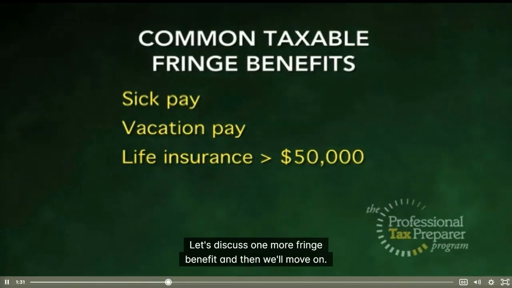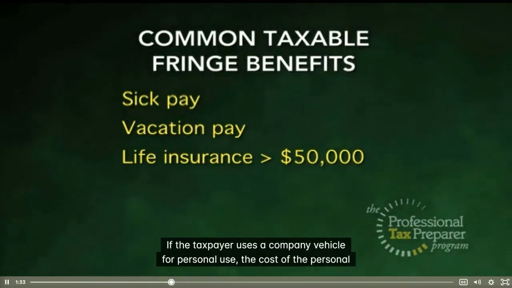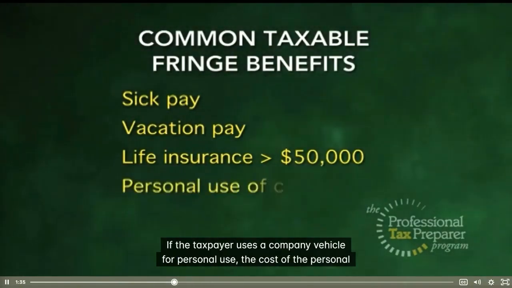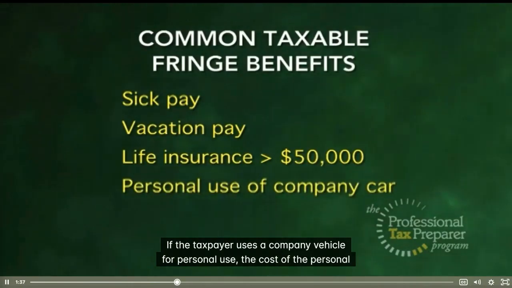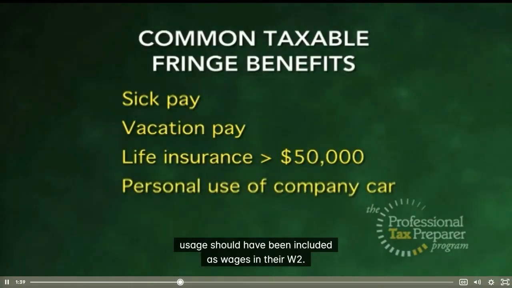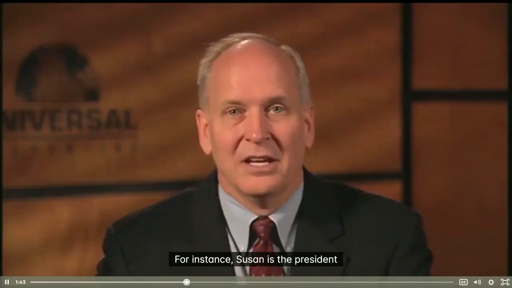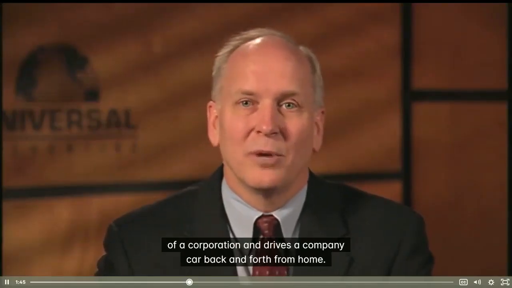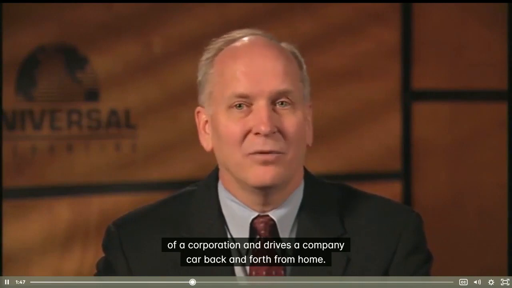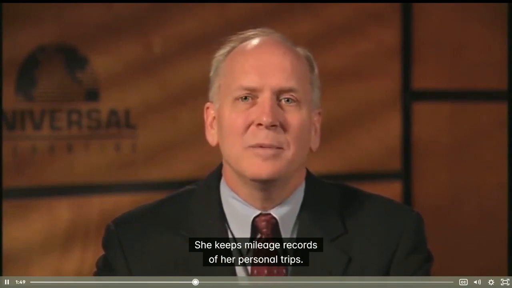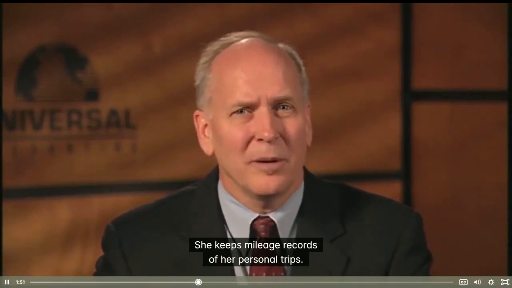Let's discuss one more fringe benefit and then we'll move on. If the taxpayer uses a company vehicle for personal use, the cost of the personal usage should have been included as wages in their W-2. For instance, Susan is the president of a corporation and drives a company car back and forth from home. She keeps mileage records of her personal trips.